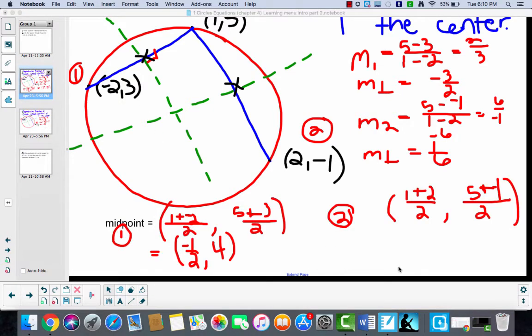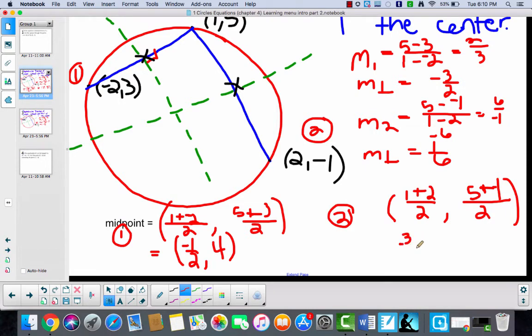All right, so we've calculated the midpoint here. 1 plus a -2 is -1 over 2. 5 plus 3 is 8 divided by 2 is 4. So that's the midpoint for line 1. And for line 2, we have 1 plus 2, which is 3 over 2, and 5 plus a -1, which is 4 divided by 2, which ends up giving us the point (3/2, 2).